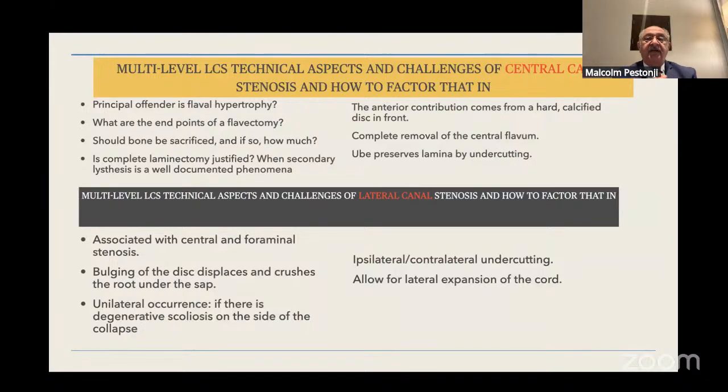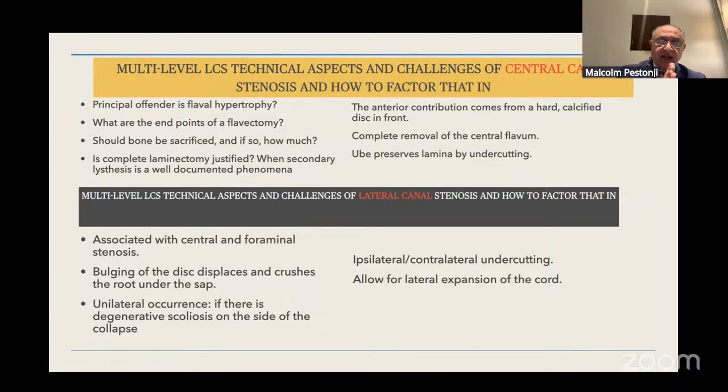So when we come to multi-level stenosis and the technical aspects of central canal stenosis, what is the principal offender? It's basically the flavum and an anterior contribution from a hard calcified disc. You can remove the calcified disc, as I've shown you. What is the end point of a flavectomy? Complete removal of the flavum. Should bone be sacrificed? And if so, how much? I believe UB preserves lamina by undercutting, and I will be showing you that video. So is complete laminectomy justified? When secondary listhesis is a well-documented phenomenon, no, it's not justified.